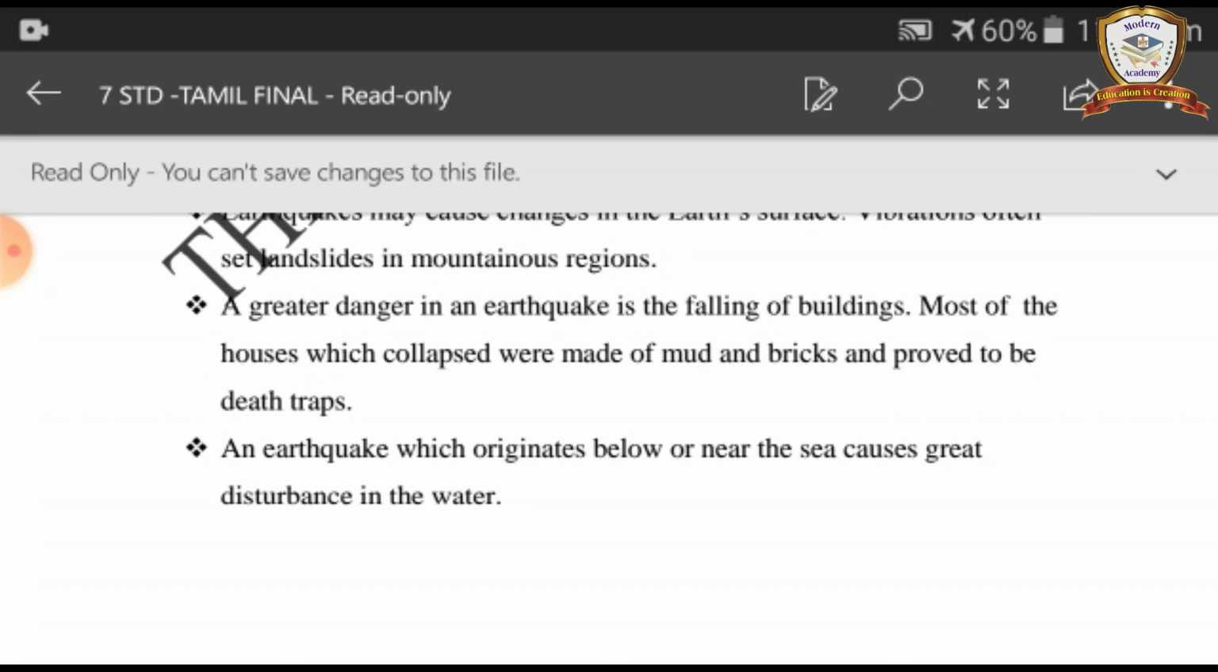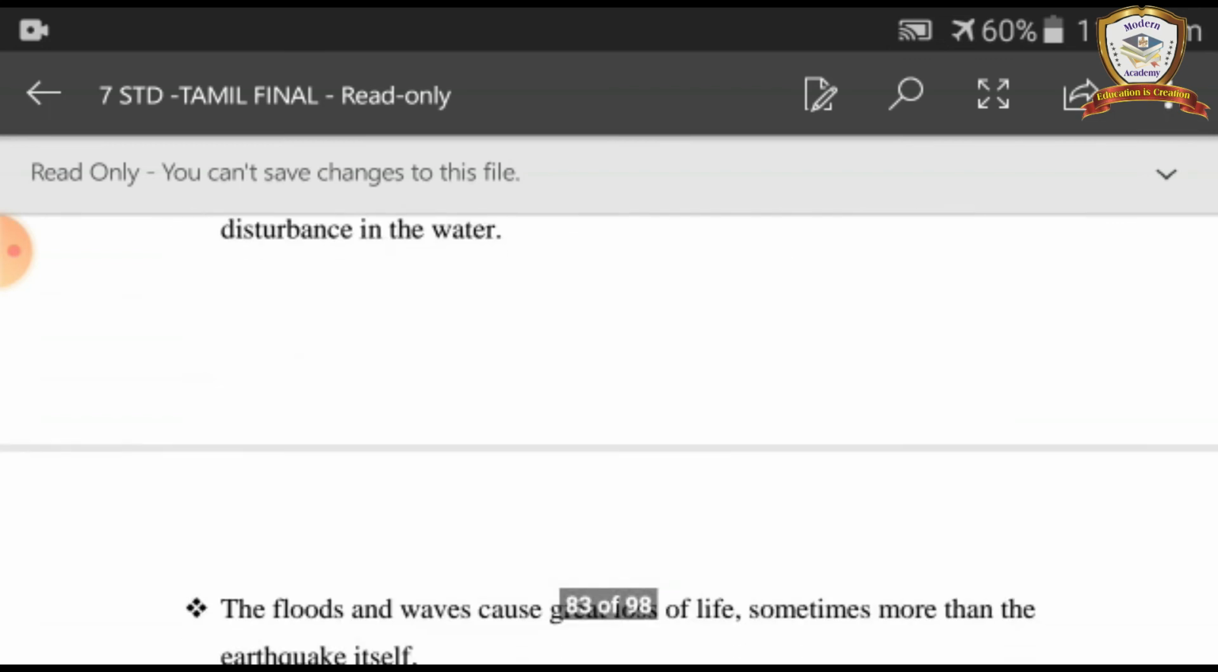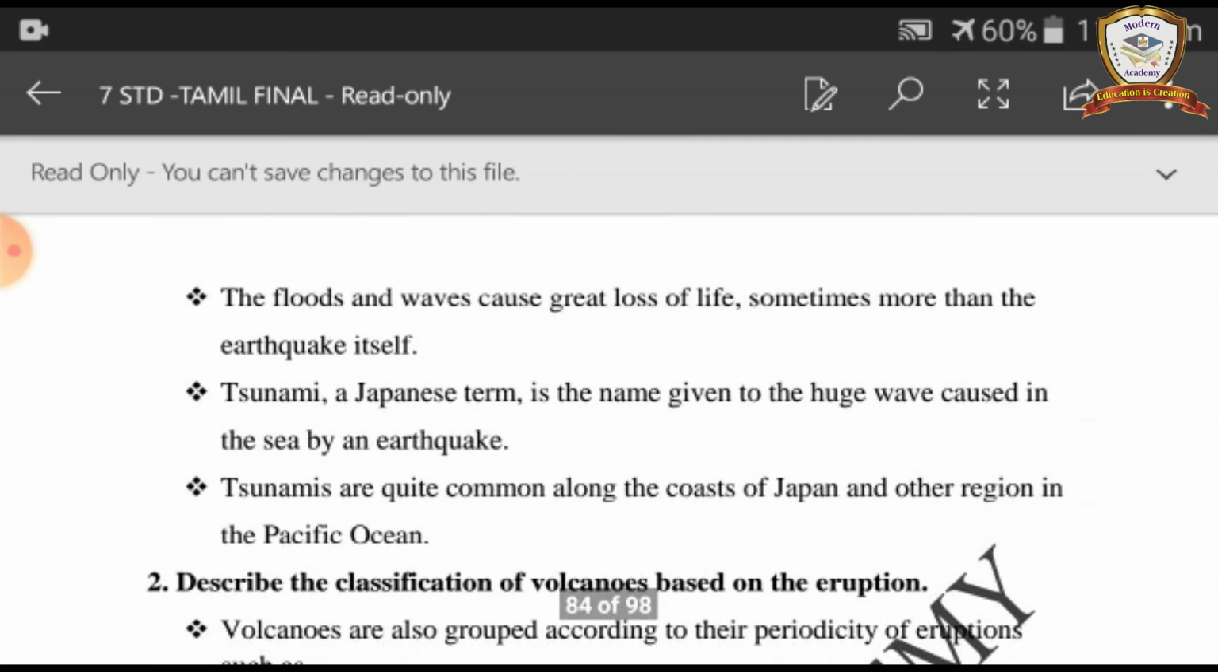An earthquake which originates below or near the sea causes great disturbance in the water. The floods and waves cause great loss of life, sometimes more than the earthquake itself. Tsunami, a Japanese term, is the name given to the huge wave caused in the sea by an earthquake. Tsunamis are quite common along the coast of Japan and other regions in the Pacific Ocean.